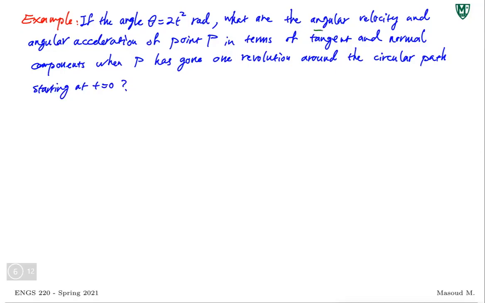Well, we're looking for angular velocity and angular acceleration. Now, we just go back to the definition. And remember, this is a circular path. There are a few things that you have to pay attention to. And this is a circular path.